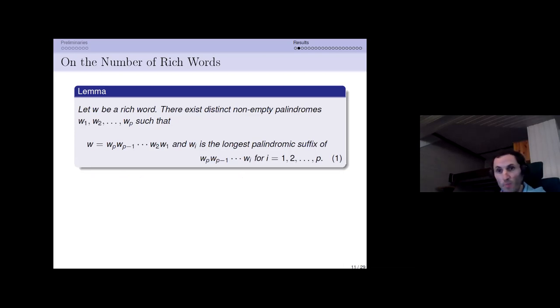Okay, so I stated the property of the rich words, that every rich word has a unioccurrent palindromic suffix. It is a property which is known, which has been proved. And based on this property, I proved this simple lemma. Basically, what is important in the lemma is that a rich word can be factorized into distinct palindromic factors. Well, I'm not sure if this is an obvious consequence of this lemma. So there is a palindromic factorization of rich words such that, as it is stated here, it implies that a rich word is a concatenation of distinct palindromic factors. And this is the important thing.